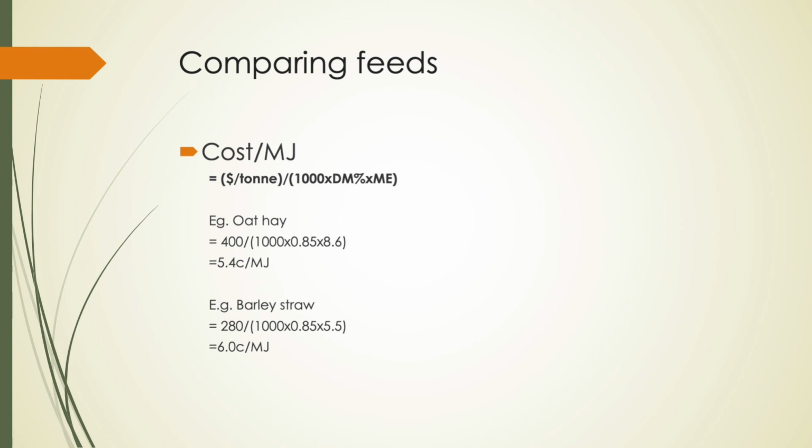So comparing feeds, we can also, and I'm not going to bore you with the maths on all this because there's something really cool that DPI have done that I want to show you. You can look at your cost per megajoule and compare feeds that way as well. We can work that out with a bit of mathematics. For example, the oat hay, which was 400 a tonne compared to the barley at 280, the cost per megajoule was cheaper in the oats.